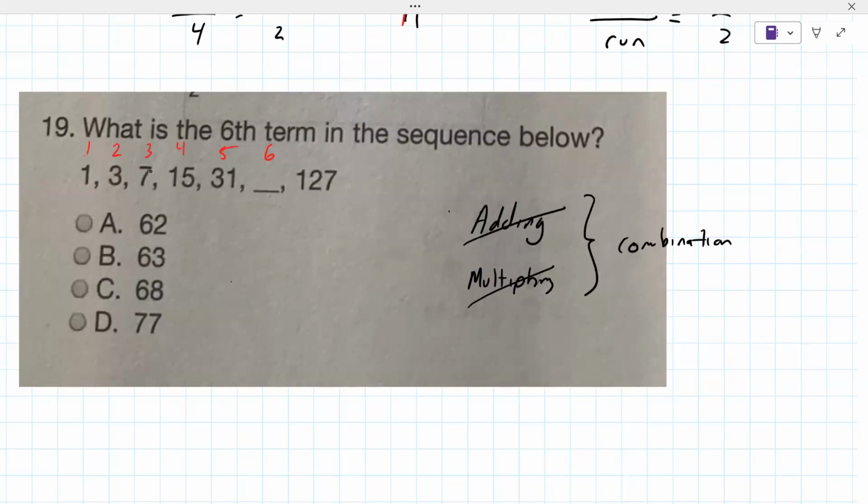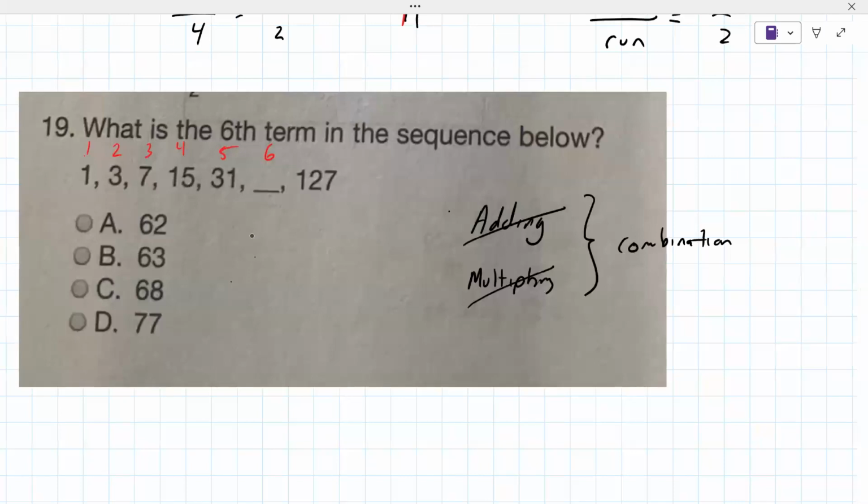What I want you to see is that, do you see that 3 is kind of like half of 7, and 7 is about half of 15, and 15 is about half of 31? Not at a glance, but I guess. Okay, yeah, and that's the hard part here.